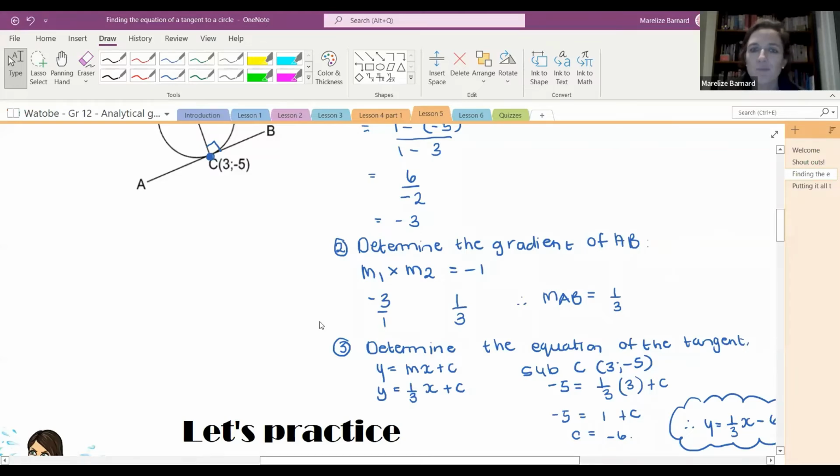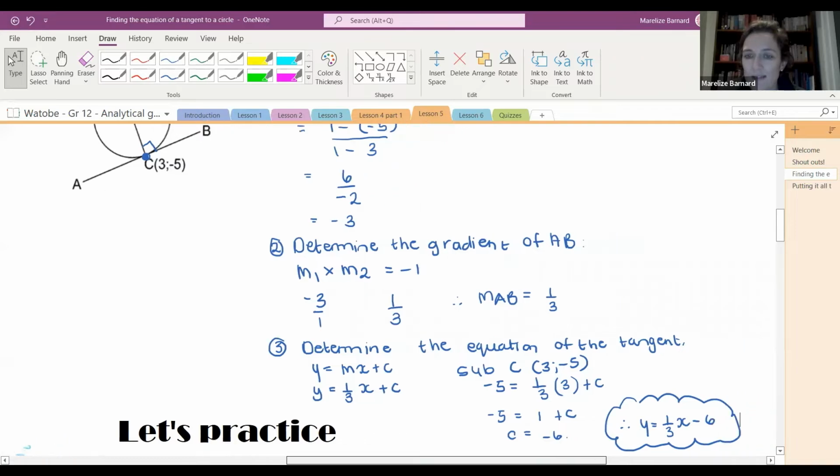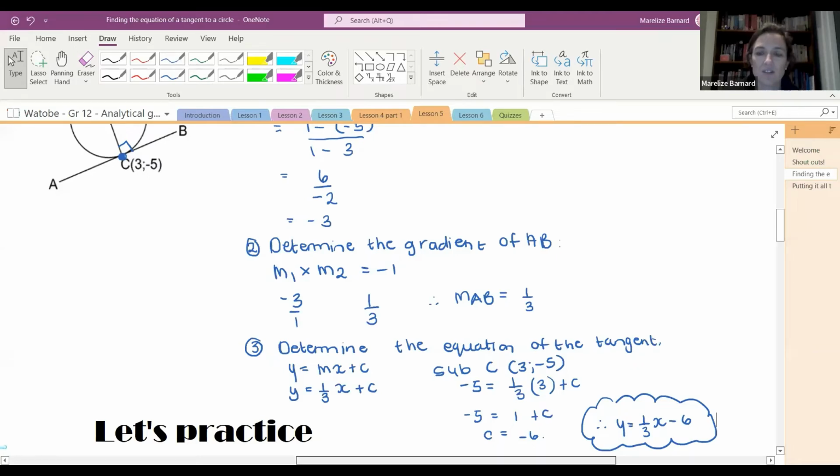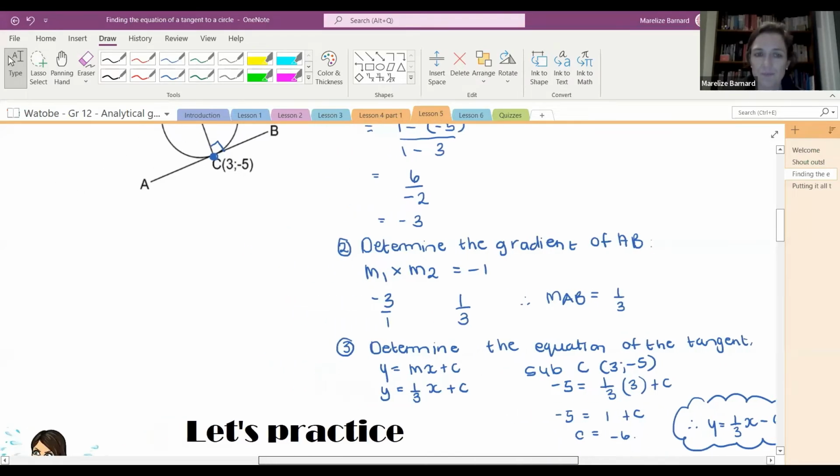Okay, thank you. And then we determine finally the full equation of the tangent. So we say that the gradient is 1 over 3. We calculated it in step 2. And then we sub in our point where the line is tangent to the circle, 3 and minus 5. And we solve for c, our y-intercept, and we put all of that together. And there we go. That's the equation of our tangent to the circle.